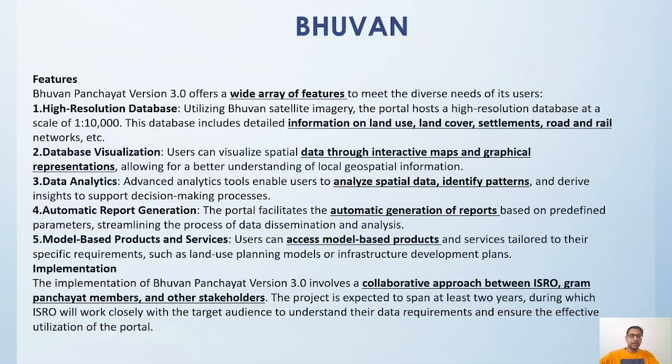Okay, so in the Bhuvan version, we have some very important features, like a high resolution database is getting created regarding the type of land and the variety of land use patterns. Okay, so they are utilizing Bhuvan satellite imagery. Okay, imagery, right?